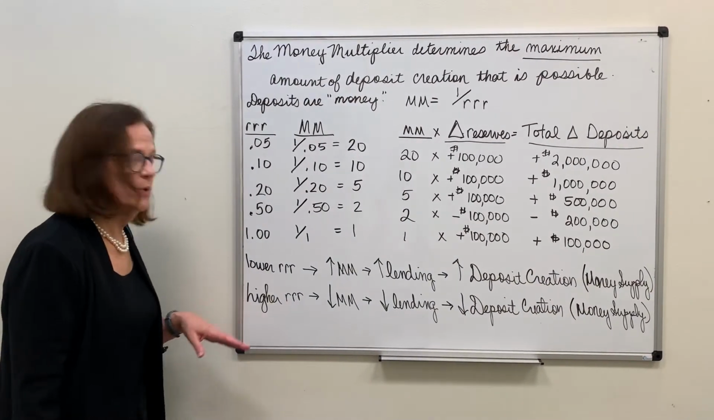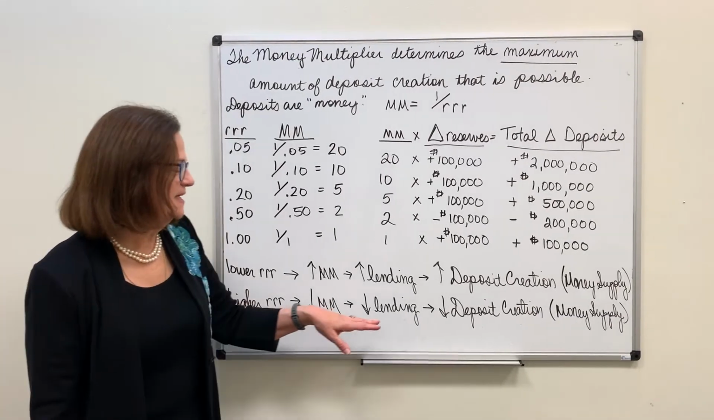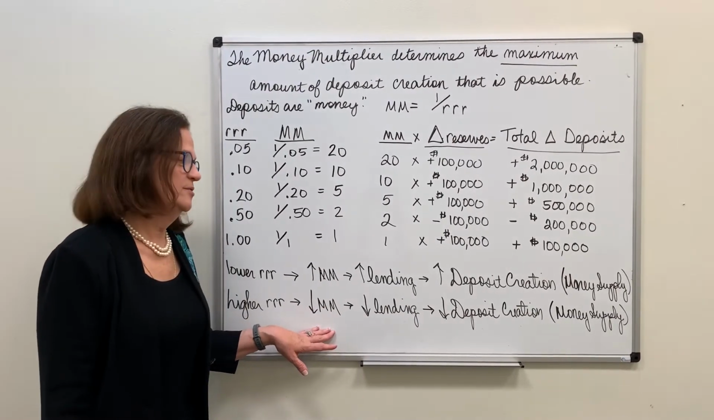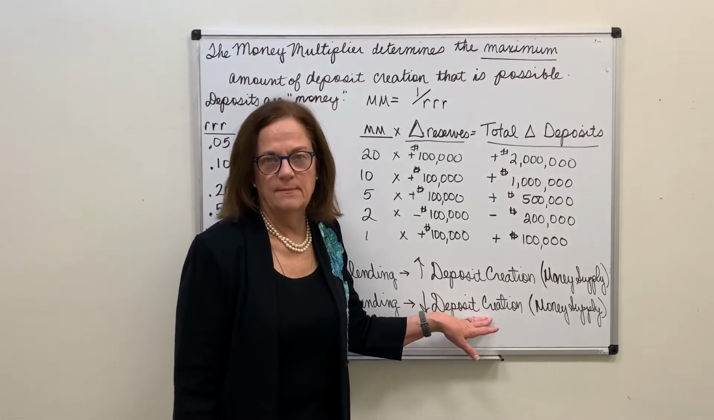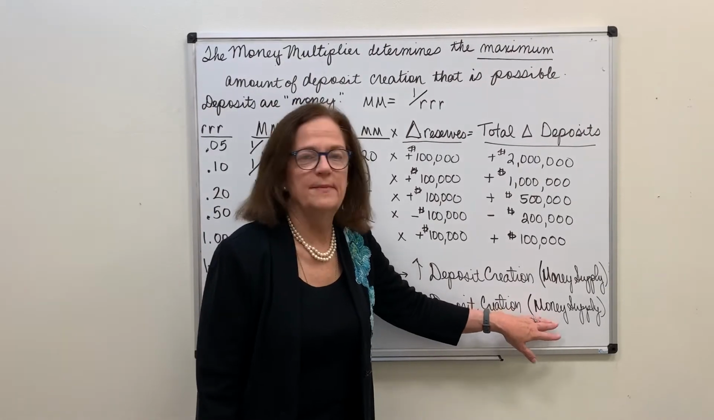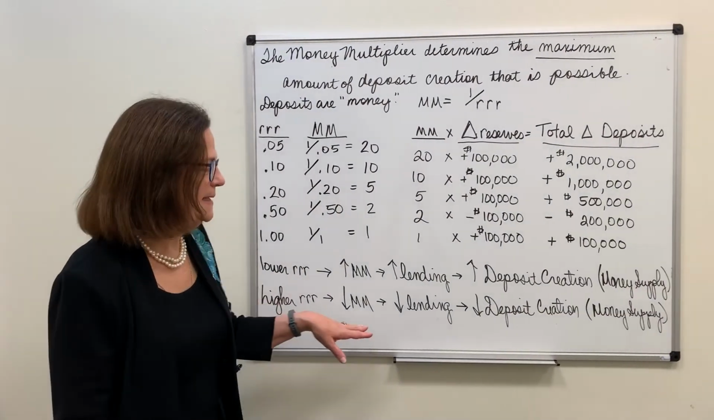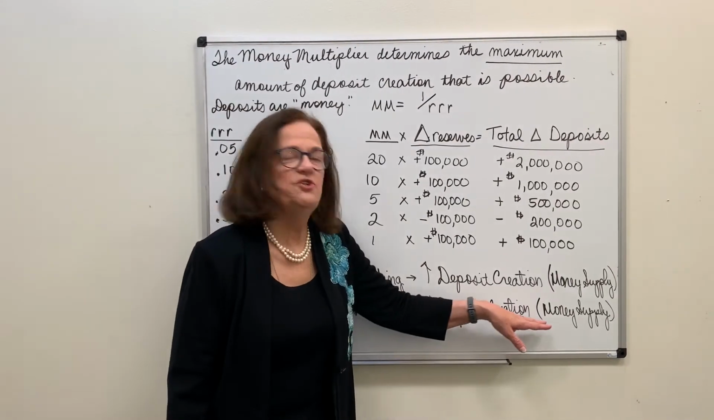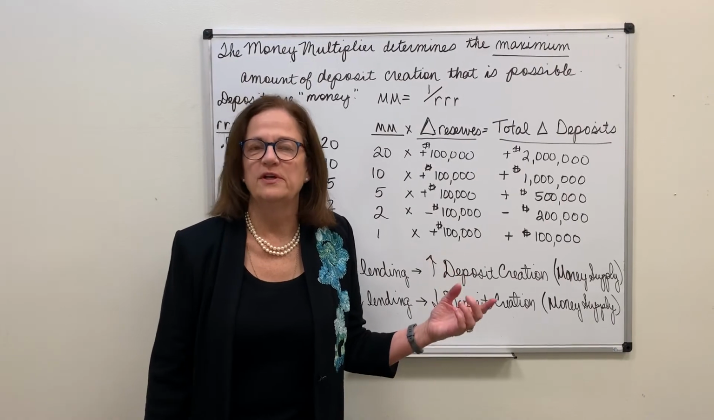A higher required reserve ratio, which banks don't like, means they can lend less money and the money multiplier is smaller. They can only create a smaller number of deposits and a smaller increase in the money supply. It is possible for this to even be negative. You could actually decrease the money supply if the bank is losing reserves.